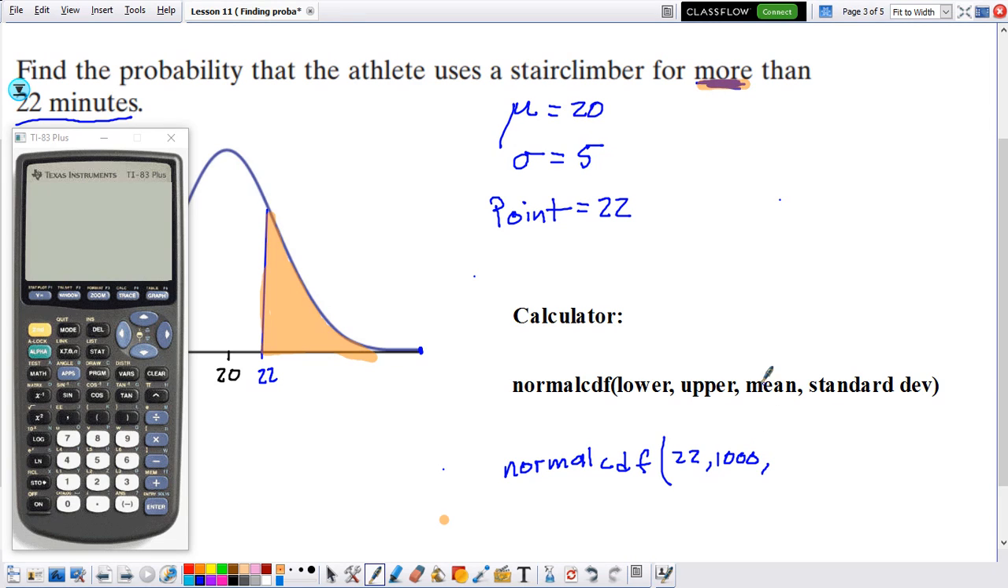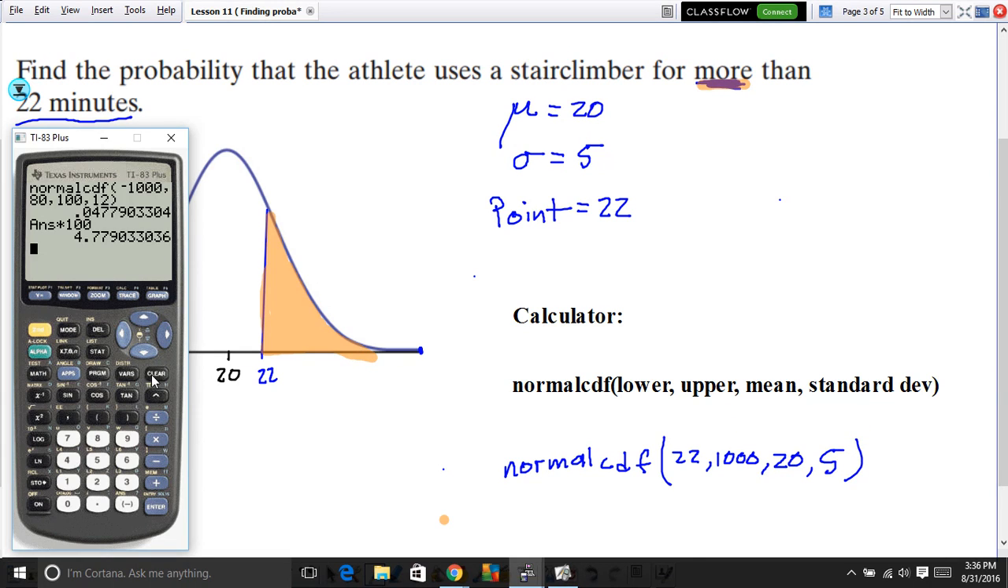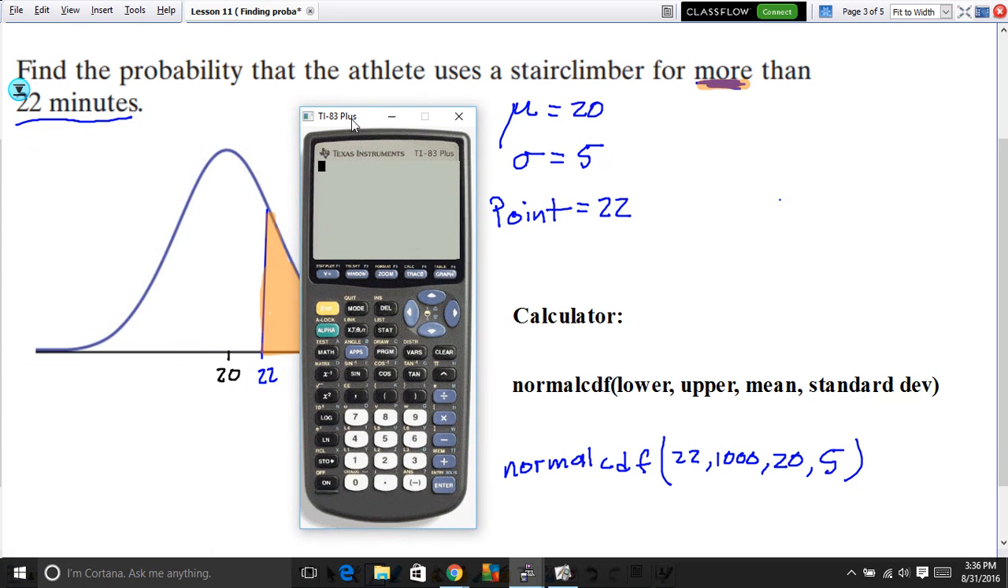Now the mean, we know from the problem that the mean is 20. And the standard deviation, we know from the problem, is 5. Once we have that, we use our calculator and we're pretty much done. So let's clear that. This is what we have. So normal CDF, you can locate that by pressing second and distribution. It's right here, option number 2. So let's scroll down, option number 2.